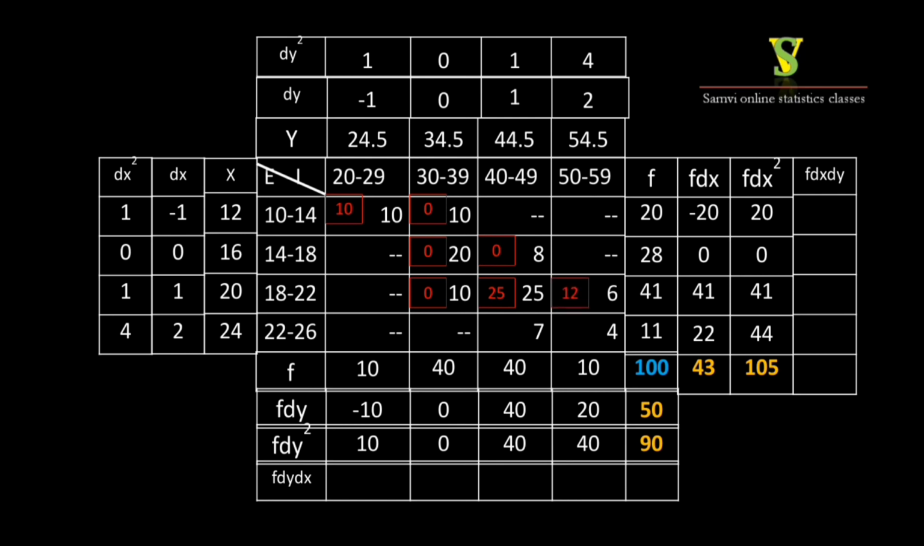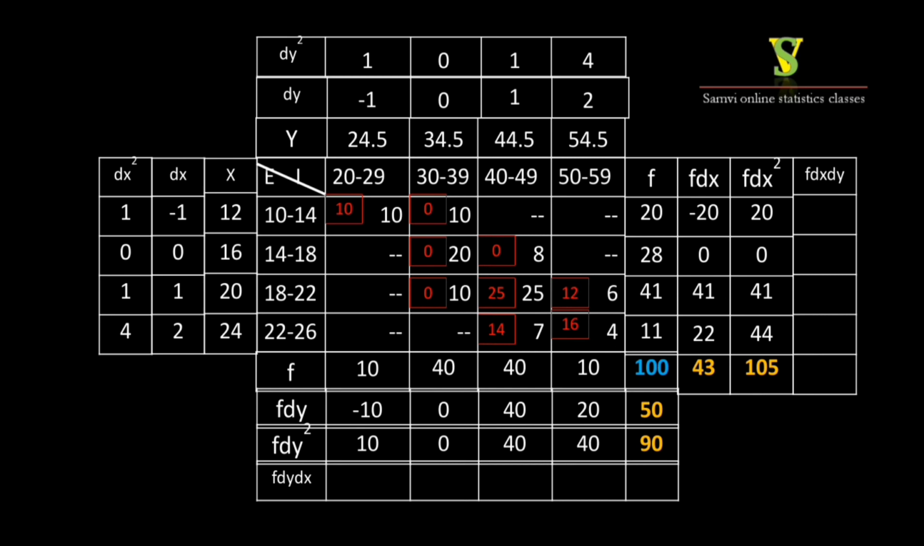Next is 7 into 2, that is 14. 14 into 1 will get here 14. So you have to write here. Next is 4 into 2, that is 8. 8 into 2, that is 16. So like this, you have to find out the cell values.